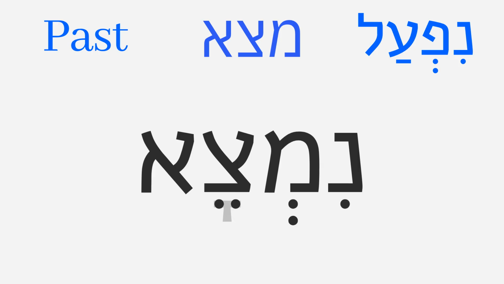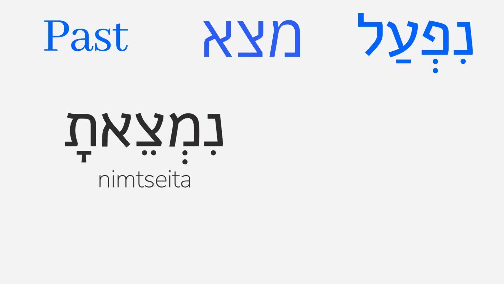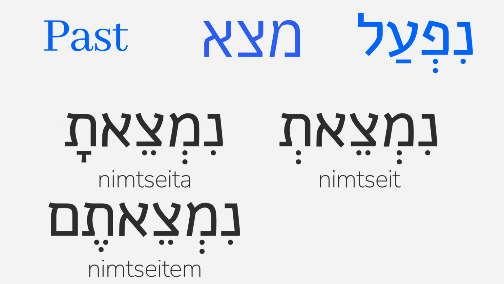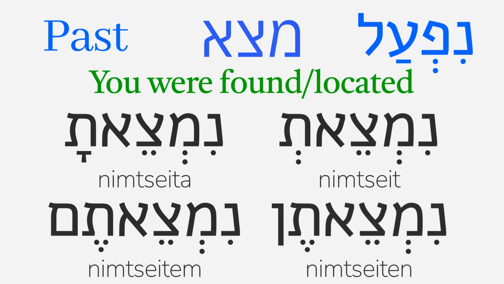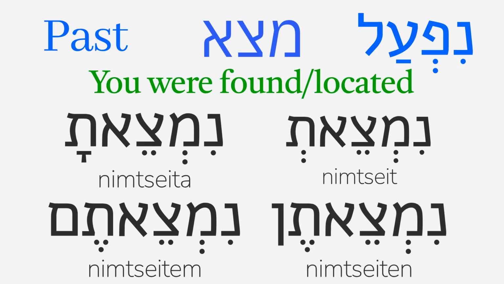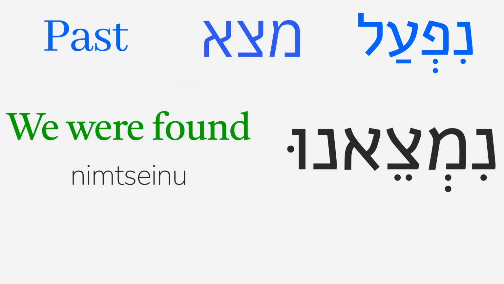The forms of the past tense that would normally not change this vowel on the second root letter will change it to a tsere because of the aleph. Nimtseti, I was found or I was located, nimtseta, nimtset, nimtsetem, and nimtseten. You were found or you were located, masculine singular, masculine plural, and feminine plural, and nimtsenu. We were found or located.